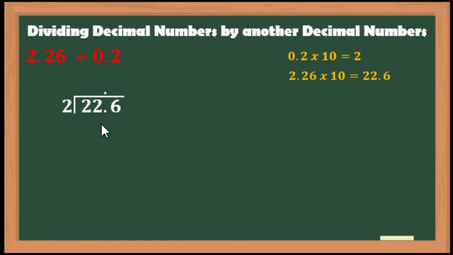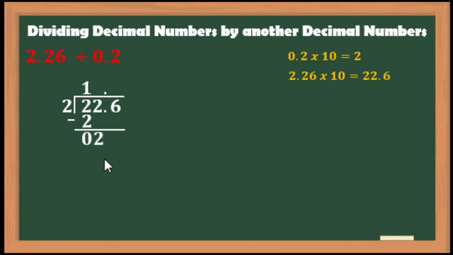Next is copy the decimal point directly above the dividend. Make sure that the decimal points are aligned. Now, we can now proceed to division using the DMSB or divide, multiply, subtract, and bring down. Let us divide. 2 divided by 2 is 1. Multiply. 1 times 2 is equals to 2. Subtract. 2 minus 2 is 0. Bring down. Bring down the digit 2.